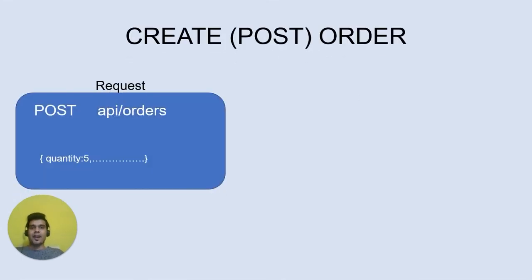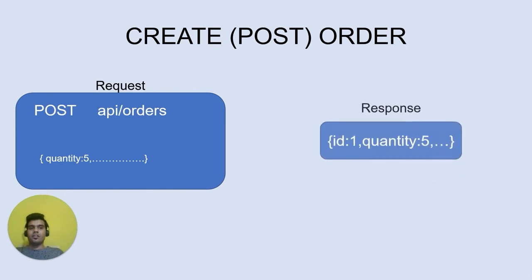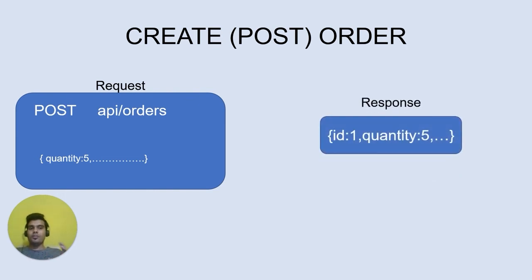Coming to the second, that is create an order. Now we want to create a new order. So we will make a POST request to the server, but here we will share a body with all the data required for creating the order. For example, I am passing a body with quantity 5. It is an object, and then our server will respond by creating new data on the server.